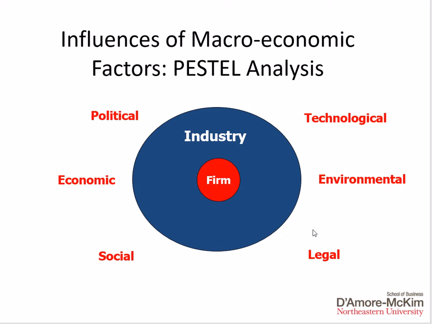So the goal here, for each one of these 6 categories, is to come up with the key trends in each category that are impacting the industry, its players, its demand, its supplies, all the key aspects within an industry. And we want to understand the nature of that impact. Is it positive or negative?